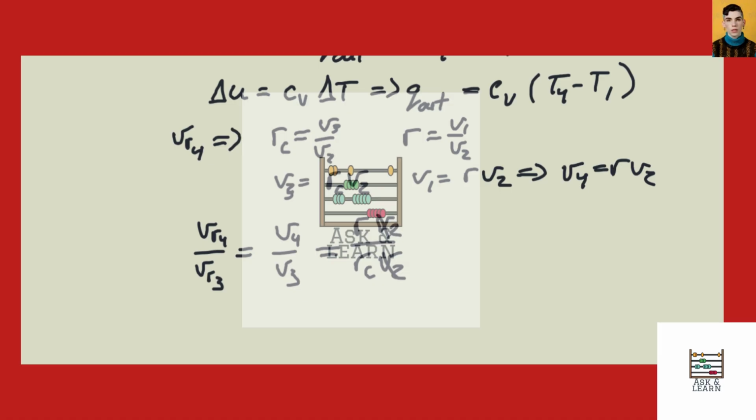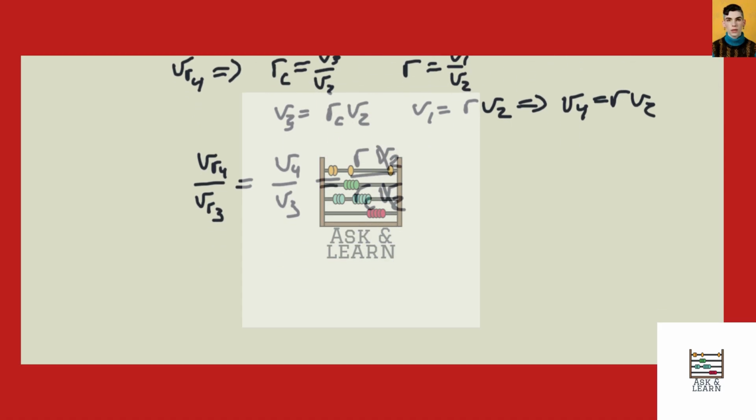So this is R V2, and we cancel those out, and we just have the compression ratio over the cutoff ratio. So then we can solve for the relative specific volume at 4, which is equal to the relative specific volume at 3 times the ratio of R over RC. And we end up getting 10.05.